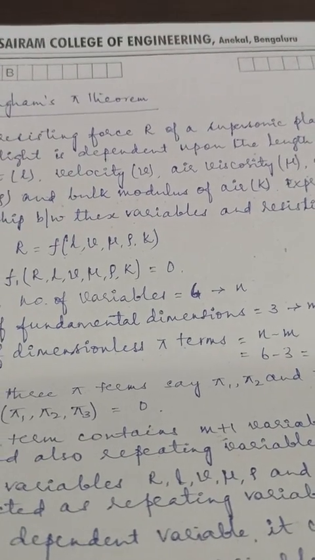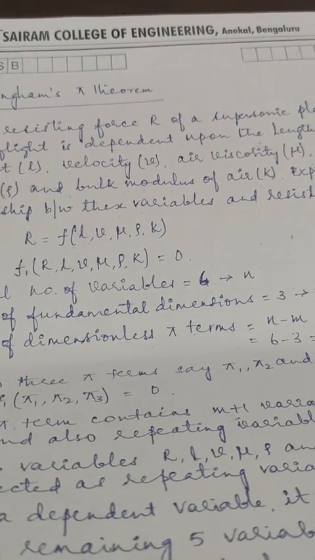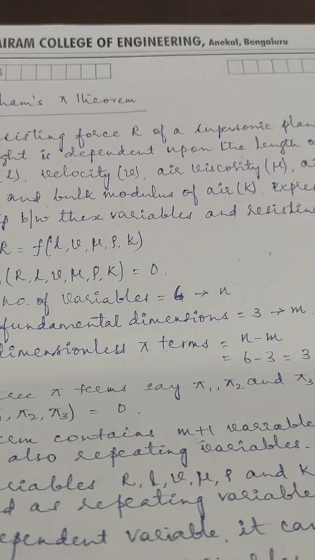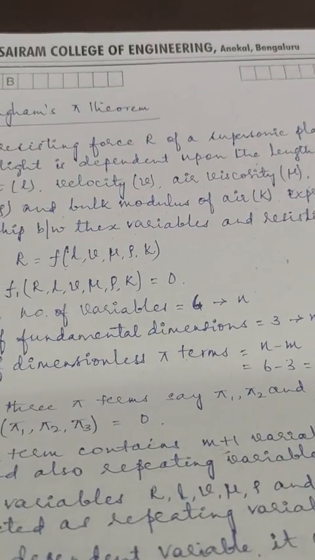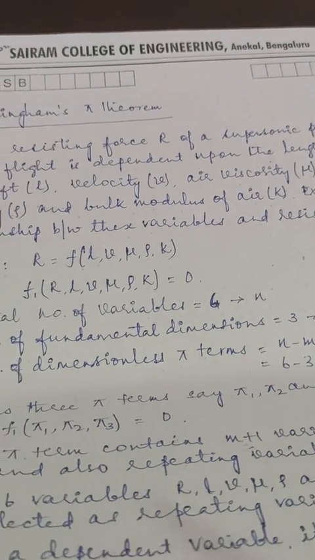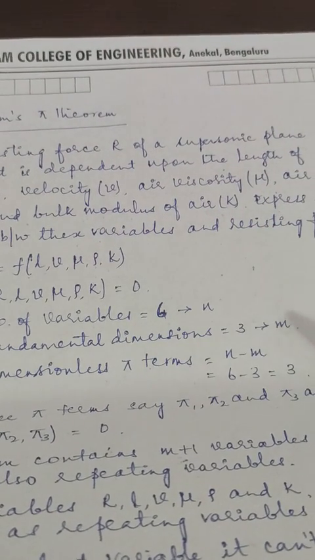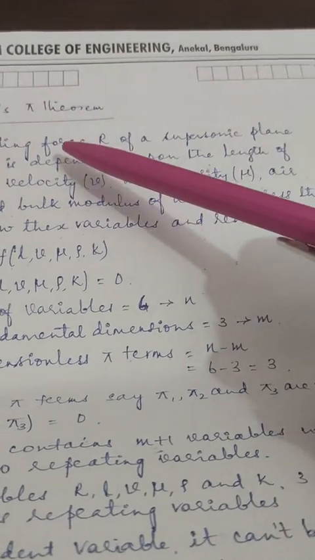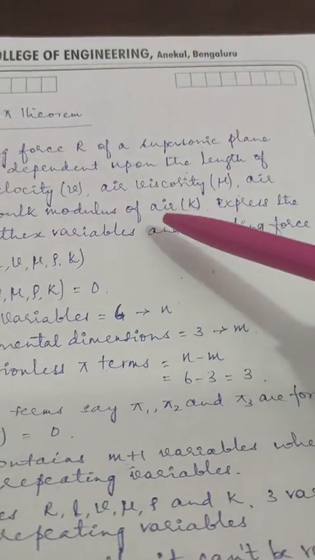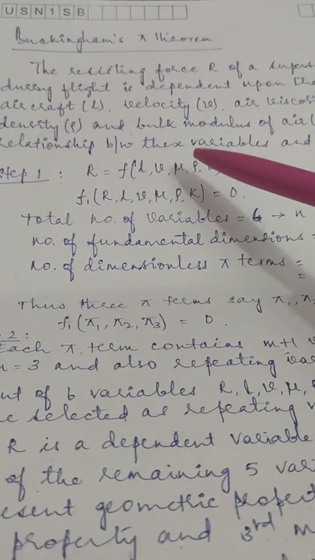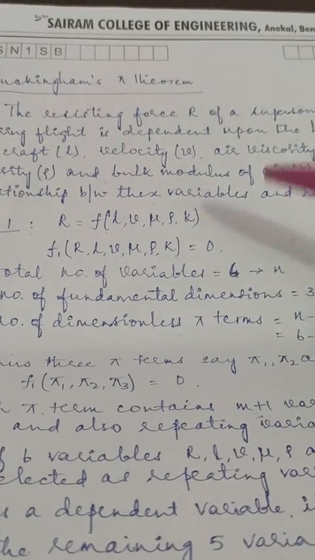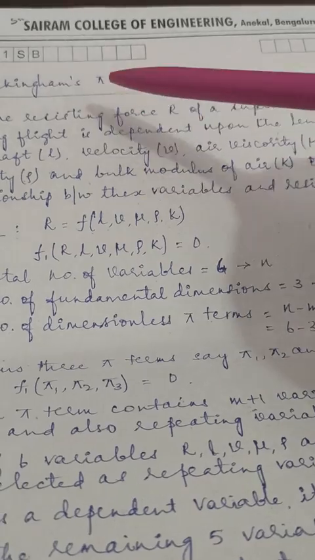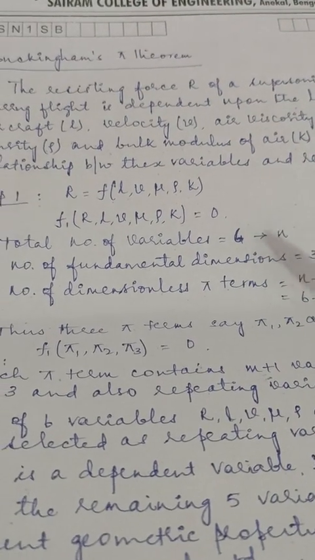In an earlier class we have seen Rayleigh's method. Rayleigh's method is restricted to a maximum of 4 variables. When the number of variables stated in the given problem is more than 4, it is difficult to solve. In that case we go for Buckingham's pi theorem. Here a numerical is taken to explain in steps how to solve the problem using Buckingham's pi theorem.